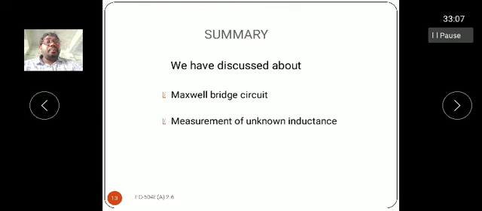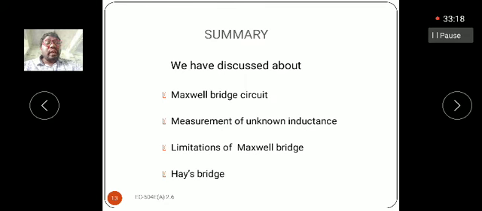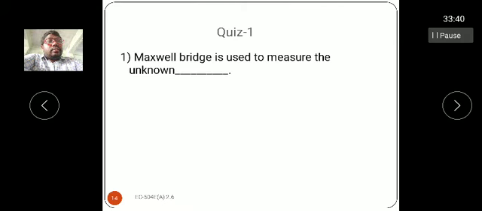In this particular topic, we already discussed the Maxwell's bridge, the measurement of unknown inductance, the limitations of the Maxwell's bridge, and a small introduction to the Hay's bridge. Here we have a few important questions that competitive examinations commonly ask, some typical questions. We discuss them with the help of quiz questions.